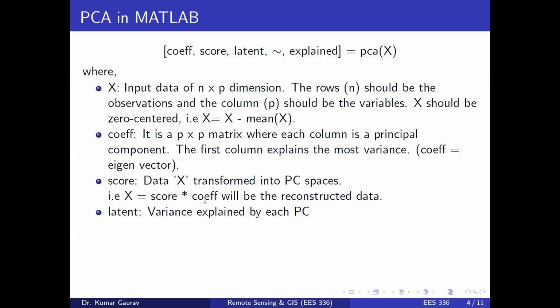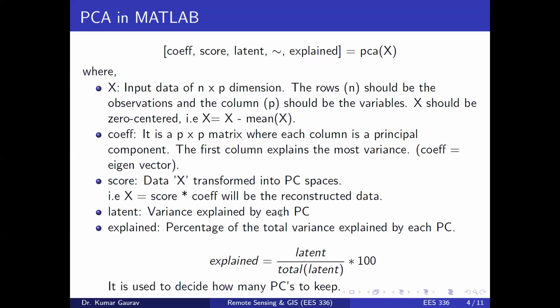Latent is the variance explained by each principal component. It is nothing but the eigenvalue. Latent will show you the eigenvalues. And explained is nothing but expressing latent in percentage terms, meaning the percentage contribution.